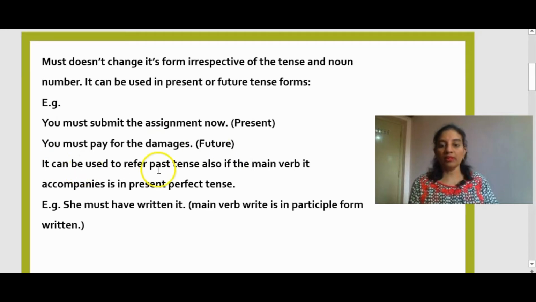Okay, it can be used to refer to past tense also if the main verb it accompanies is in present perfect tense. We all know that modals are auxiliary verbs. They accompany certain main verbs. If the main verbs they accompany are in present perfect tense, then must can also be used in past tense form. Look at the given example. She must have written it. Okay, it's neither in present tense nor in future tense. It is in present perfect tense. Written, that is the V3 form. Okay, write, wrote, written, participle form. Okay, she must have written it. Then must can be used in past tense as well.